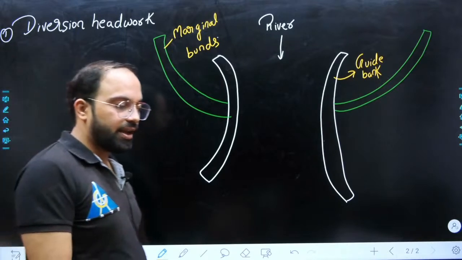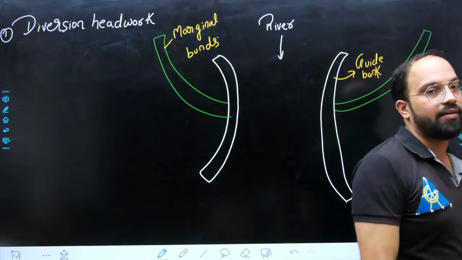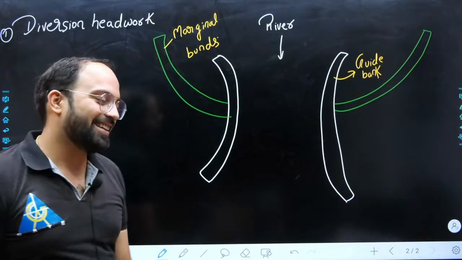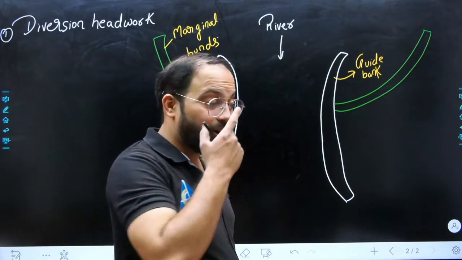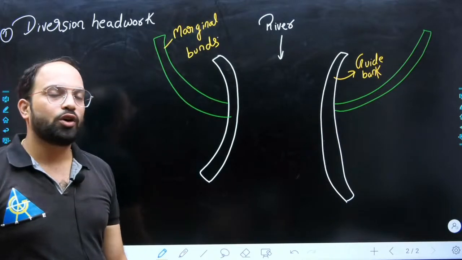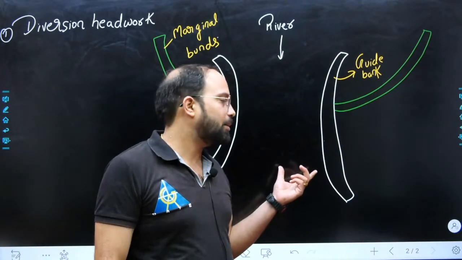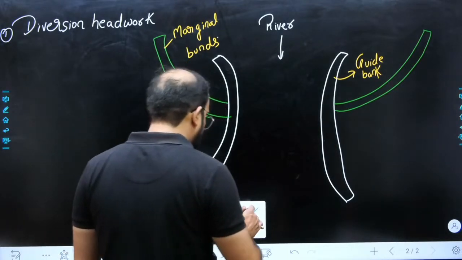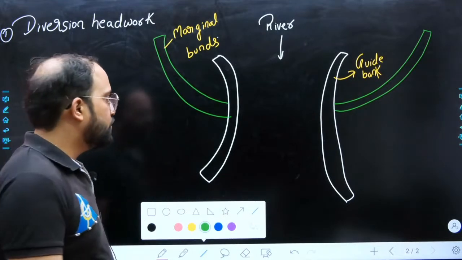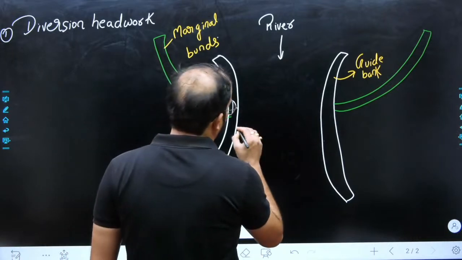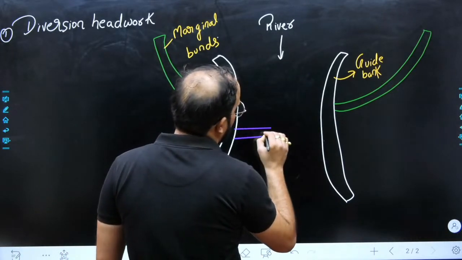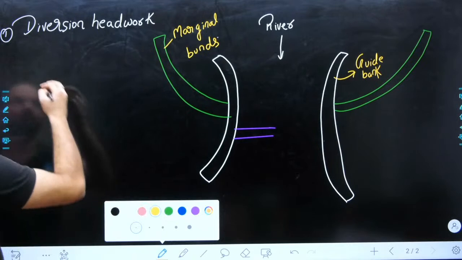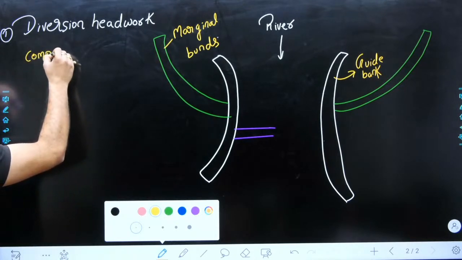And we have an off-taking canal also. Otherwise, what is the use of the diversion headwork? We provide the diversion headwork so that I can divert some amount of water to my off-taking canal. For raising the water level, we will build one weir or barrage. Now, what is a weir and what is a barrage? We will see the components of the diversion headwork.